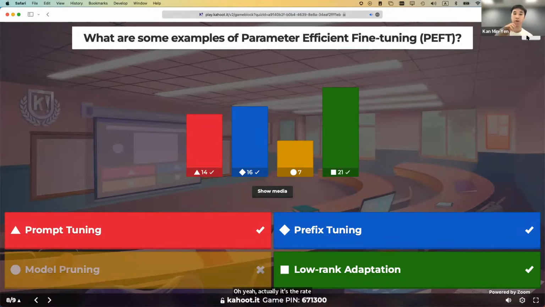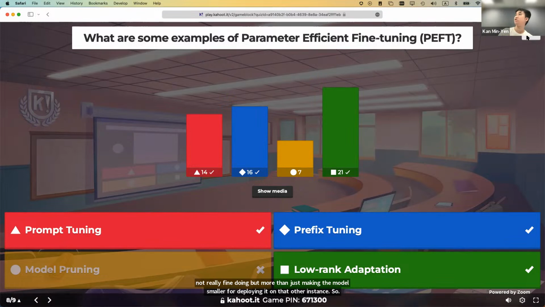So for the yellow, why is it not model pruning? It's because model pruning is not really fine tuning. When you do model pruning, you're trying to cut down on the number of parameters in the model so as to make it smaller so it can fit on a GPU or for other tasks. So that's not really fine tuning, but more of just making the model smaller for deploying it on other instances. So we don't consider model pruning as parameter efficient fine tuning.